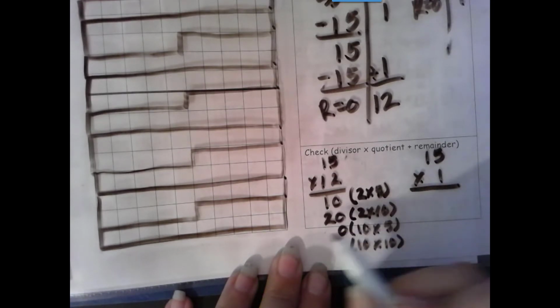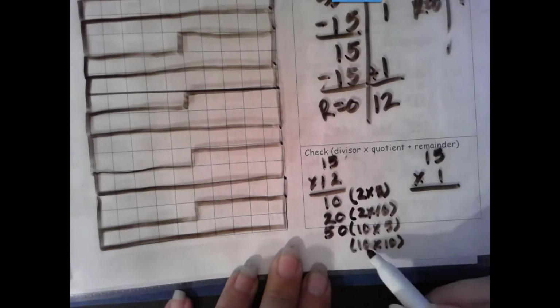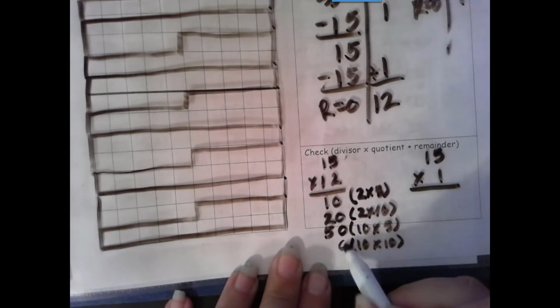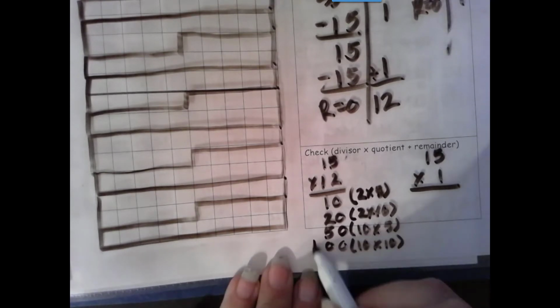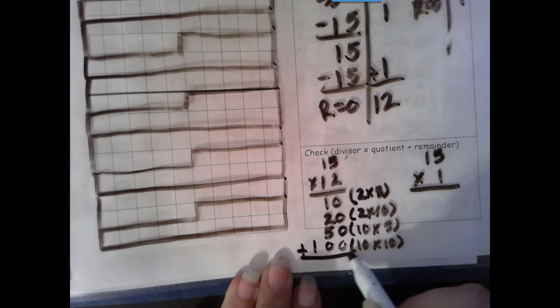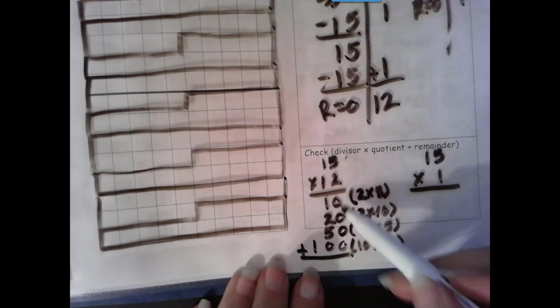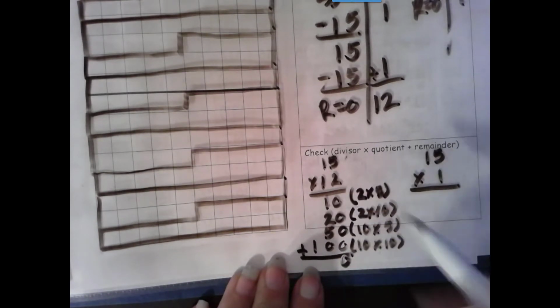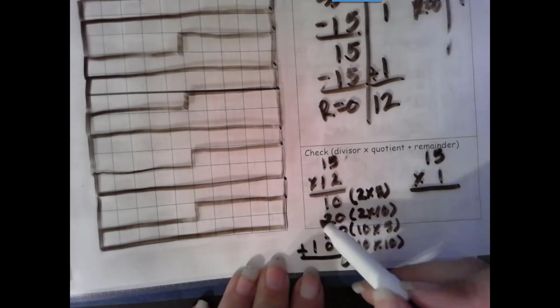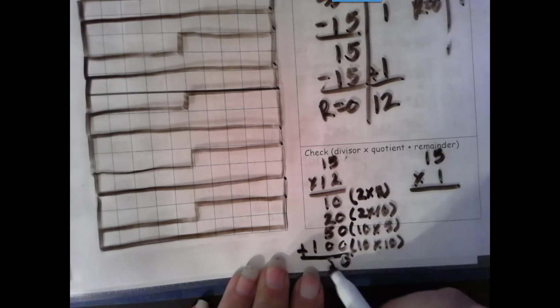10 times 5 is 50. We line up from the ones. 10 times 10 is 100. Because I have 2 placeholders, moves it over 2 places. 1 times 1 is 1. We line up from the ones. They're lined up. We're going to add them. 0 plus 0 plus 0 plus 0. 5, 6, 7, 8 plus 0. And then 1. 180 matches our dividend up here, so it checks.